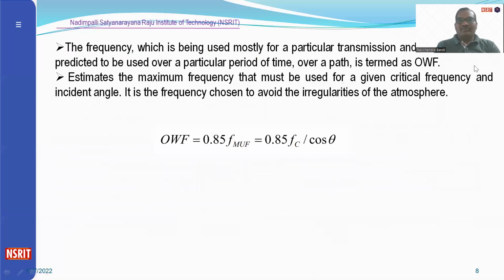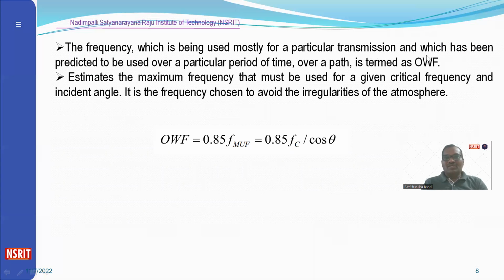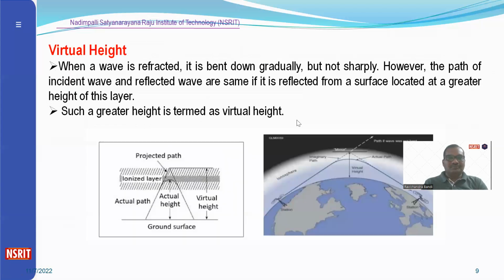The frequency which is mostly used for practical transmission, and which has been predicted to be used over a particular period of time over a path, is termed the OWF. It estimates the maximum frequency that must be used for a given critical frequency and incident angle. It is the frequency chosen to avoid the irregularities of the atmosphere. OWF is given as 0.85 F MUF or 0.85 Fc by cos theta. Next concept is virtual height.